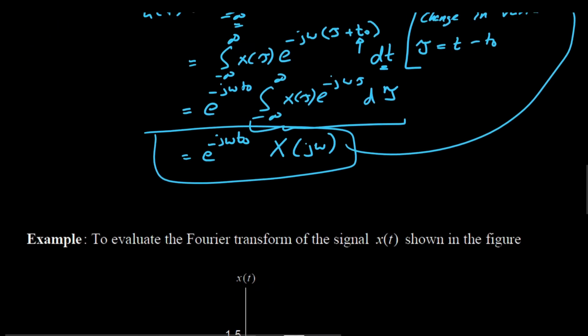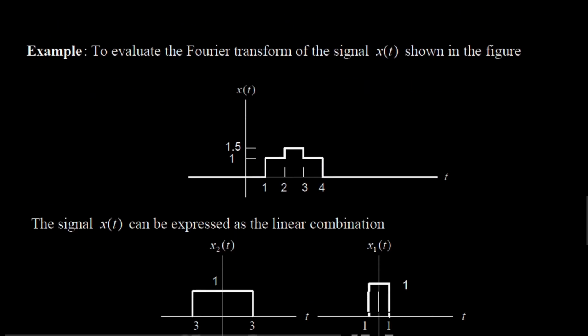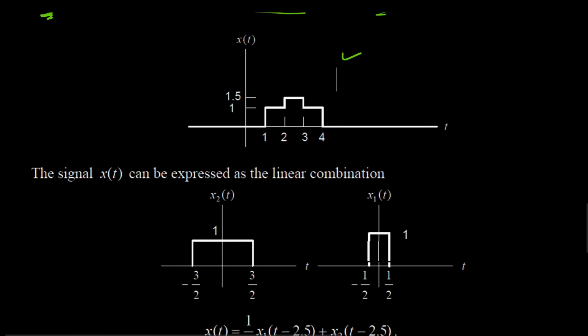So as an example for this property, let us include this function. We are asked to find the Fourier transform of x of t, which is shown in this figure. There are several ways to solve this problem, and we have used the time shifting property over here. What we have done is we have broken down this signal into two parts. The first part is this signal, and the second part is this signal.